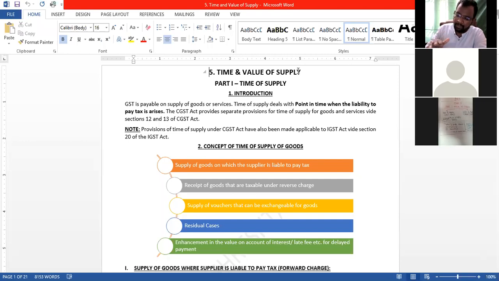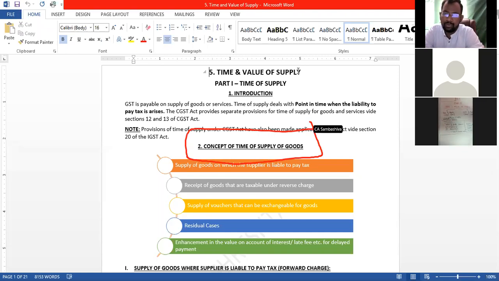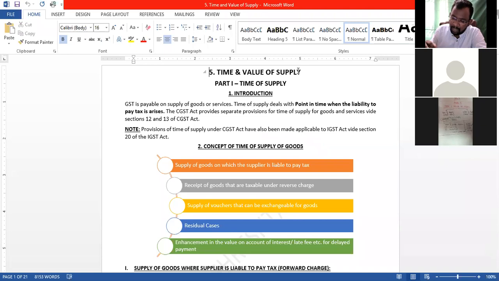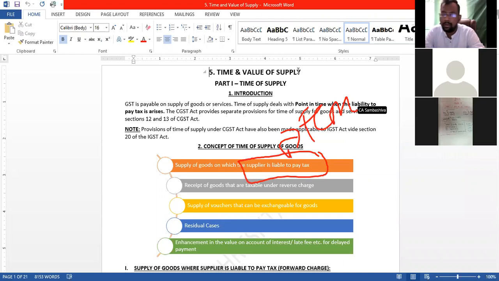So the first topic we are going to discuss here is the concept of time of supply of goods. There are 5 different situations. First one, supply of goods on which the supplier is liable to pay the tax, which is the forward charge mechanism.